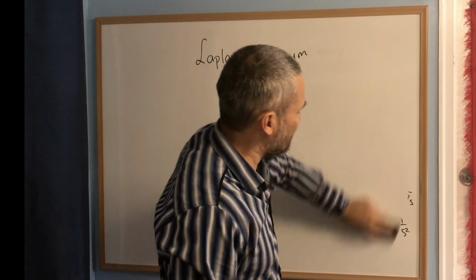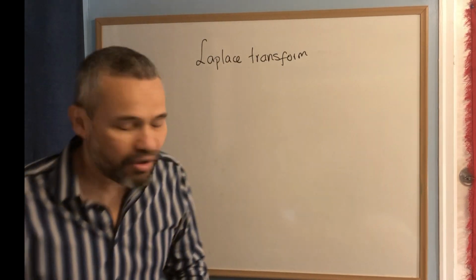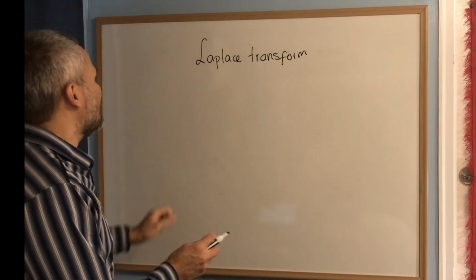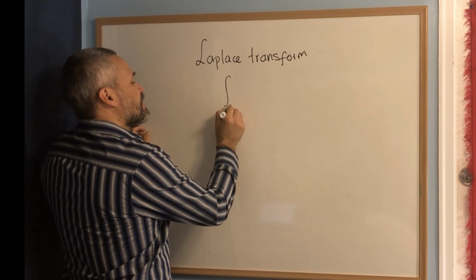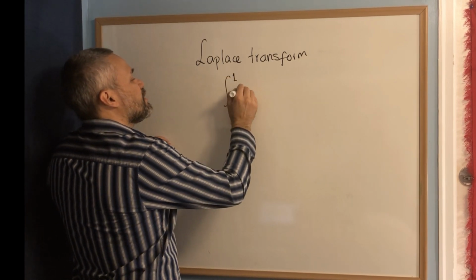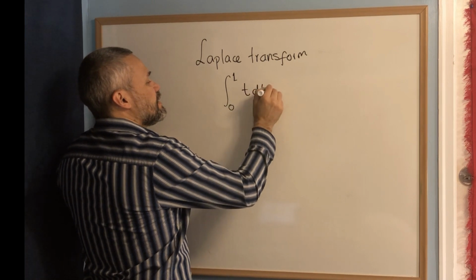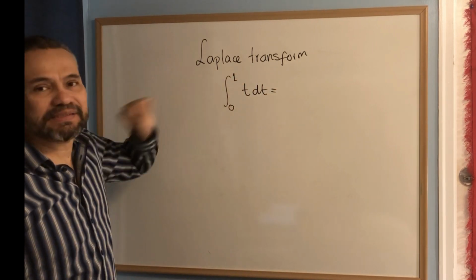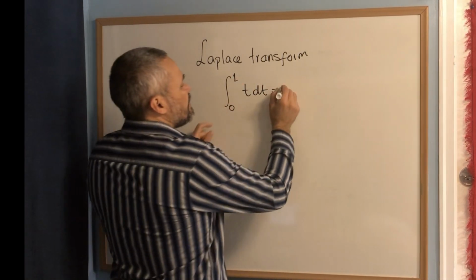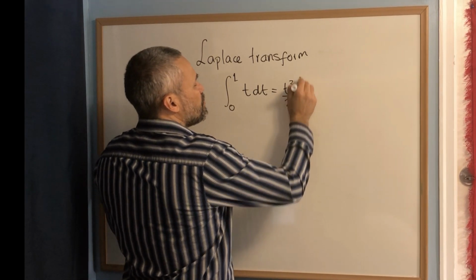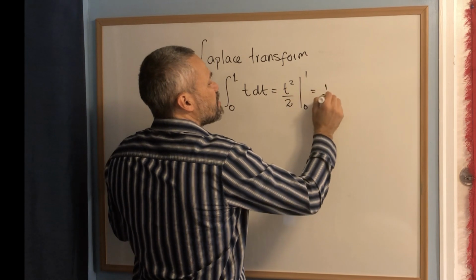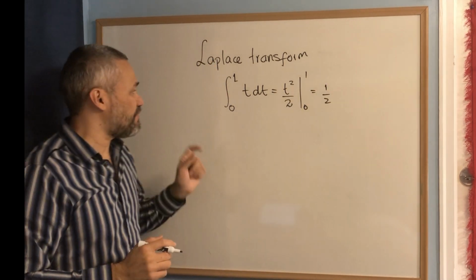Let's see what is the definition of Laplace transform. Maybe before that, we should point out that if we have an integral like the integral from 0 to 1 of t dt, this is a number. This is just the antiderivative of t, which is t squared over 2. When you evaluate from 0 to 1, you get 1/2.